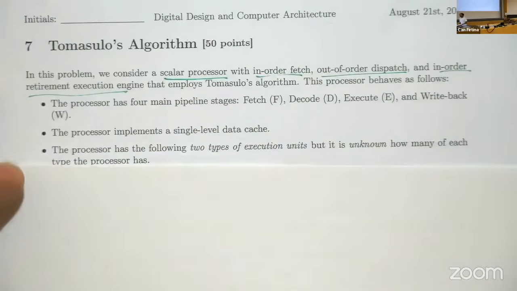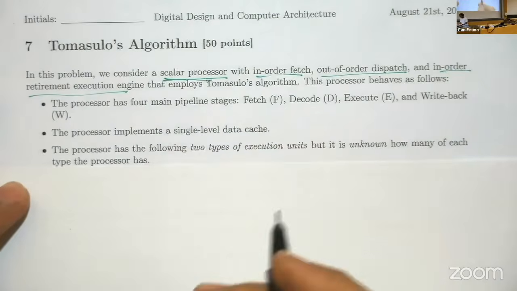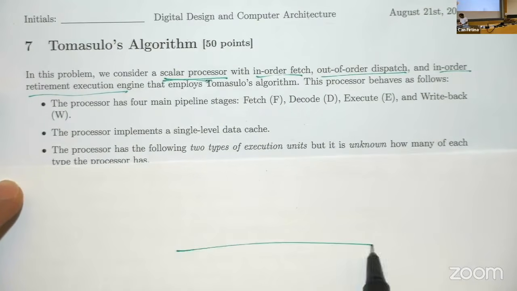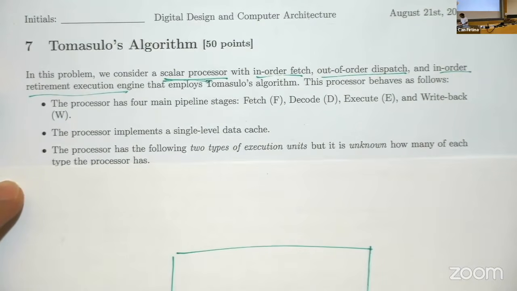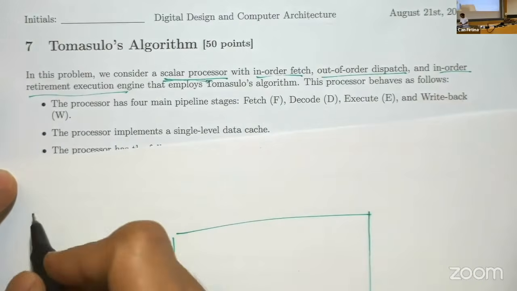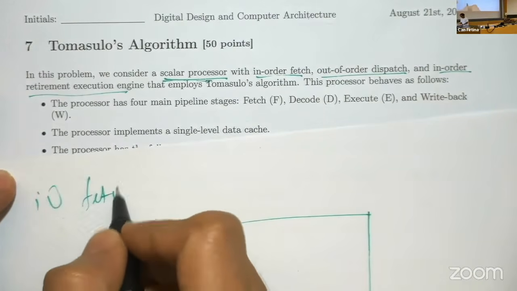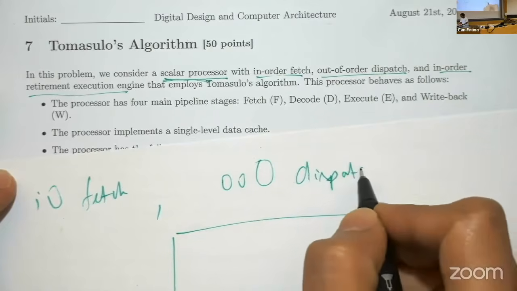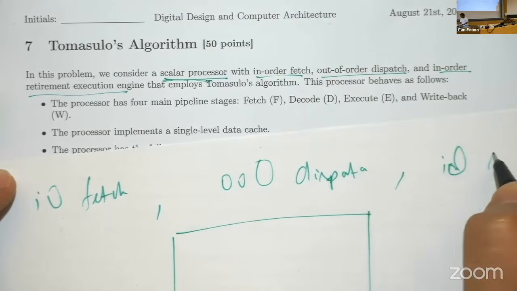All right, so yeah, you can see clearly that we have a scalar processor. I hope you know the word scalar. It means simple, not vector. Draw the processor, draw the box, okay? You have in-order fetch, you have out-of-order dispatch, and you have in-order retirement, okay? Good, we got that down.